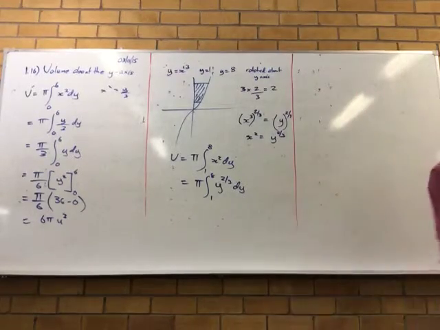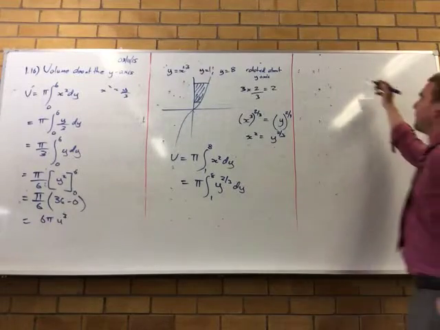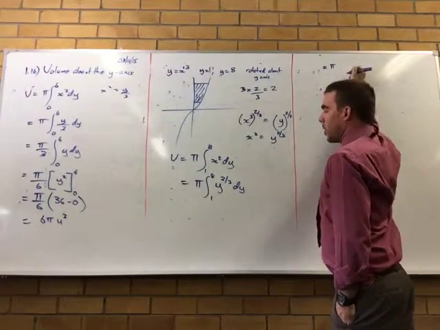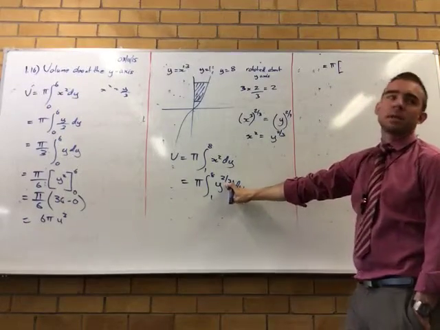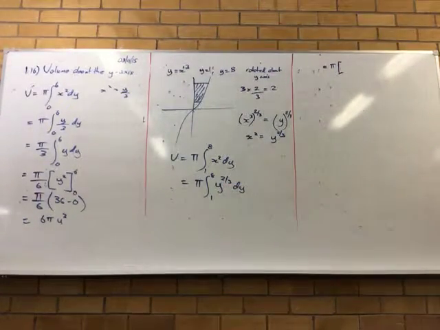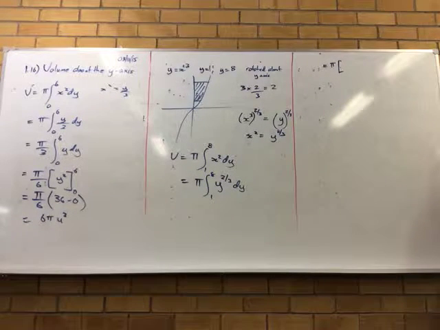Equals pi. Right, so that plus 1, 2/3 plus 1. What? 2/3 plus 1. 5/3.